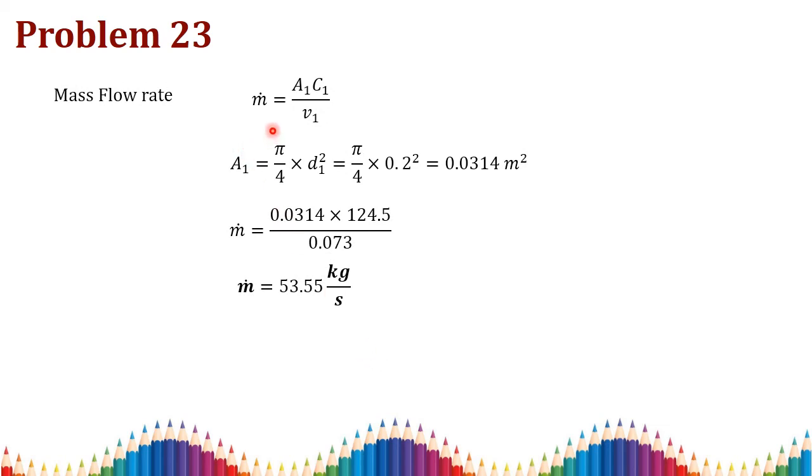As I already said, the mass flow rate is equal to area into velocity divided by specific volume. Area is pi by 4 into d square. This diameter is given in the problem itself, so you can substitute to get area as 0.0314 meter square. Then the velocity we found, and the specific volume is given in the question. As a result, the mass flow rate or the steam flow rate is 53.55 kilogram per second. So this is your result: the steam flow rate is 53.55 kilogram per second.